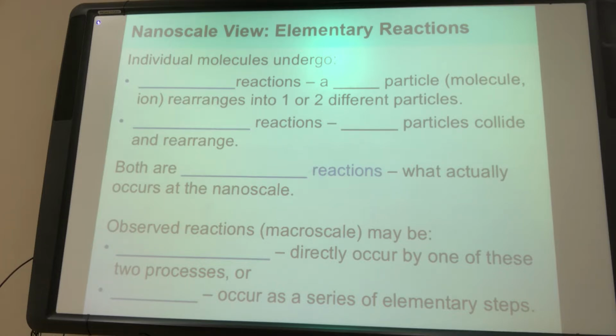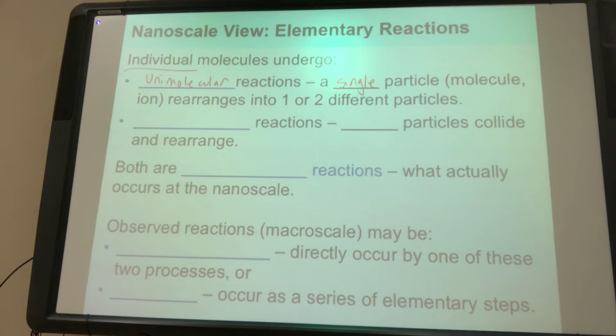So far we've been talking about elementary reactions, but now we want to dive down a little bit more deeply. So our individual molecules here can undergo two different types of reactions. They can undergo reactions that are called unimolecular. So unimolecular reactions are where a single particle or molecule or ion, one thing, rearranges into one or two different particles. Okay, so we have one thing and then it's going to go into one or two.